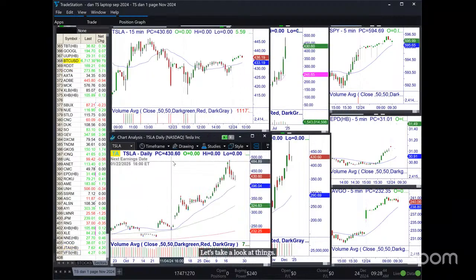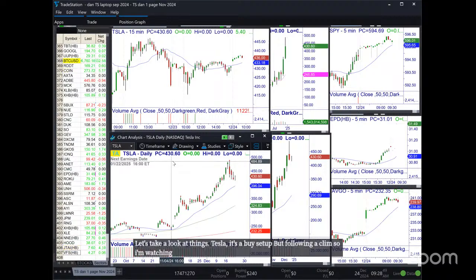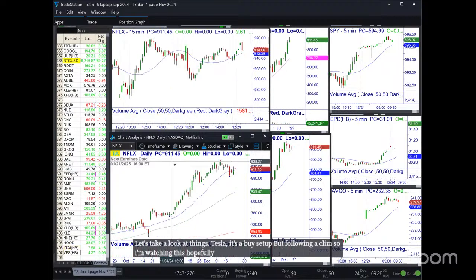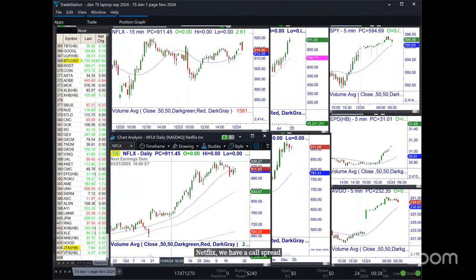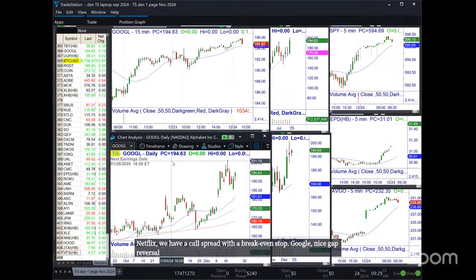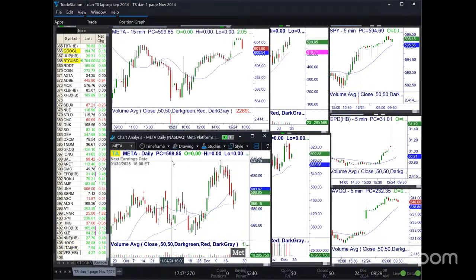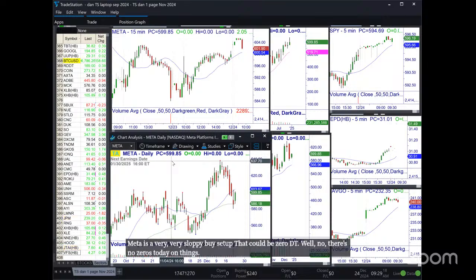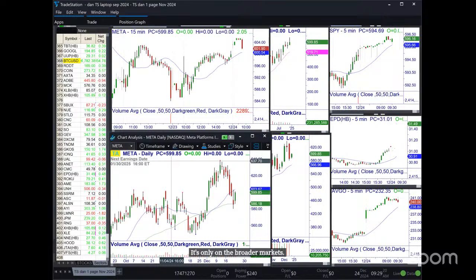Tesla, it's a buy setup, but following a Climo. So I'm watching this, hopefully for some type of M top. Netflix, we have a call spread with a break-even stop. Google, a nice gap reversal on Friday. Meta is a very sloppy buy setup. But that could be zero DTE puts. Well, no, there's no zeros today on FANGs. It's only on the broader markets. So never mind.